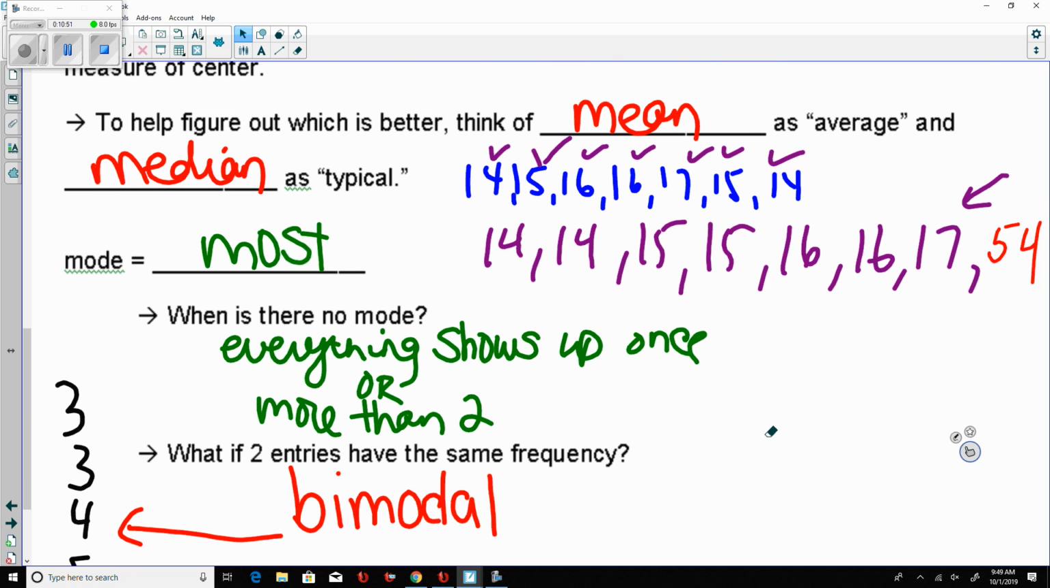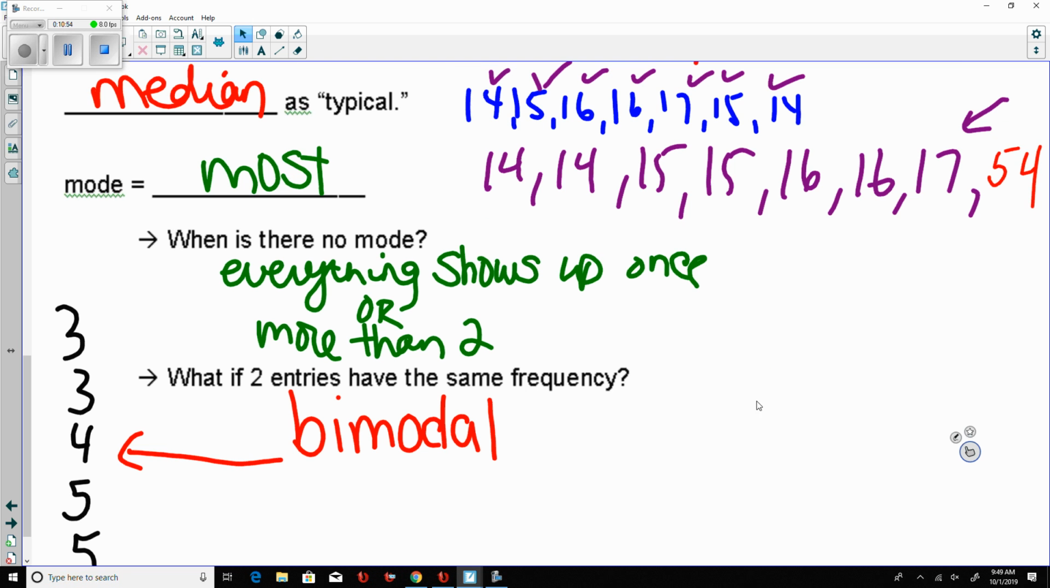Okay, now, when is there no mode? The next part of the notes. When everything shows up once. If there's no mode, it just shows up more than two is the next one. Okay, everything shows up once, there's no mode.